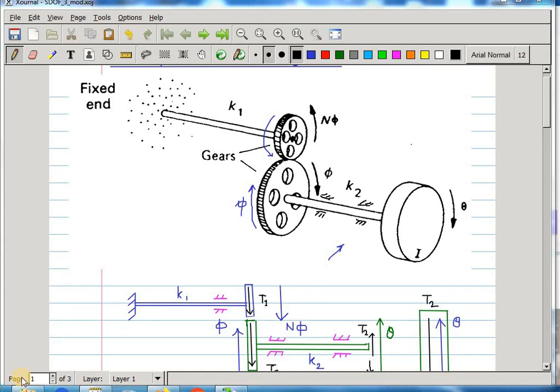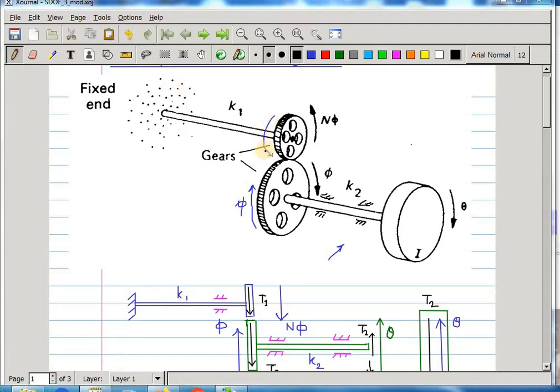So here this is a problem on torsional oscillation of a shaft disc system where there are two shafts, and the two shafts are connected by a gear and the gear ratio is capital N. So if the smaller gear rotates by N phi, the larger gear rotates by phi, and this shaft is fixed at the left end.